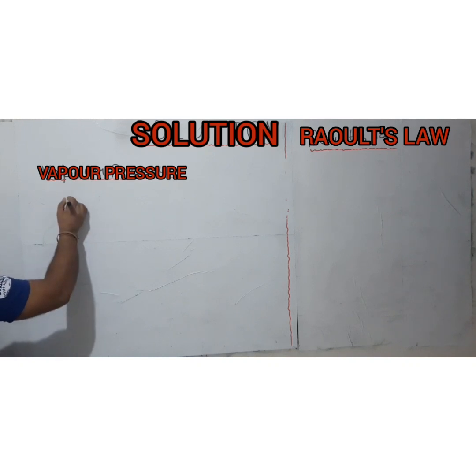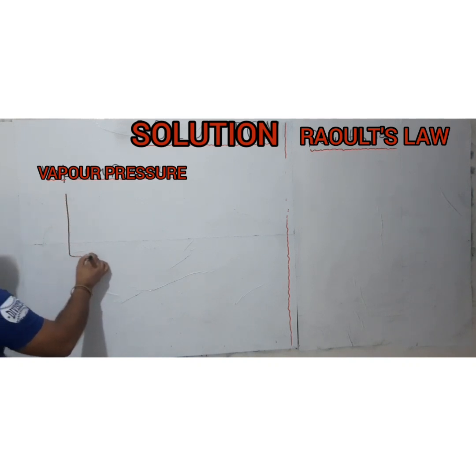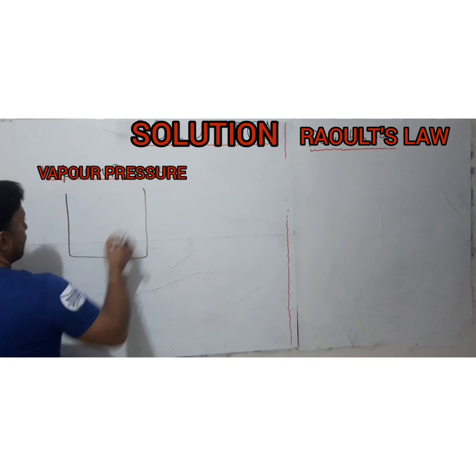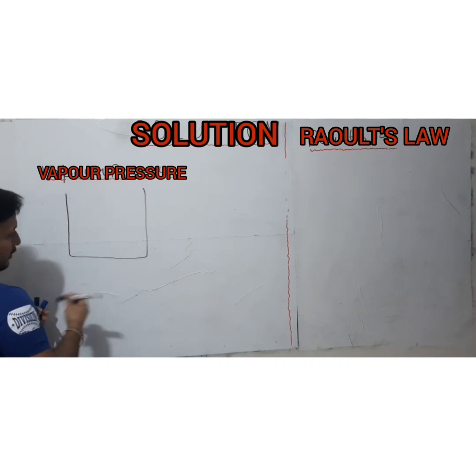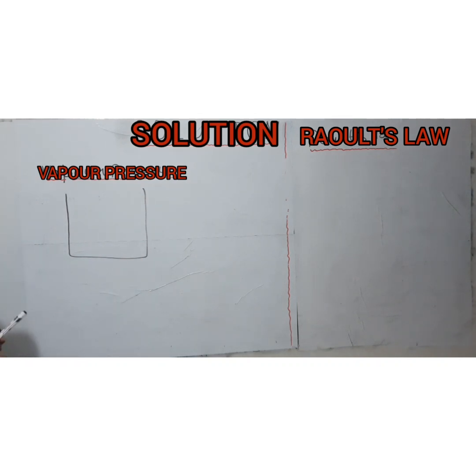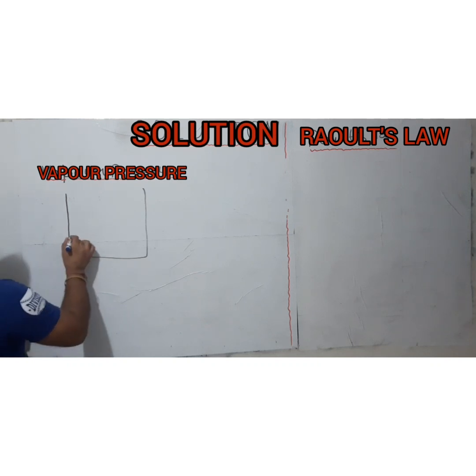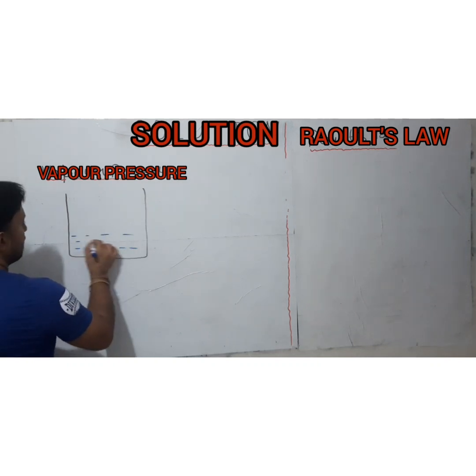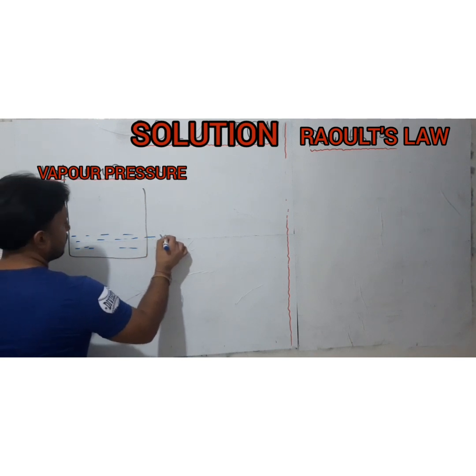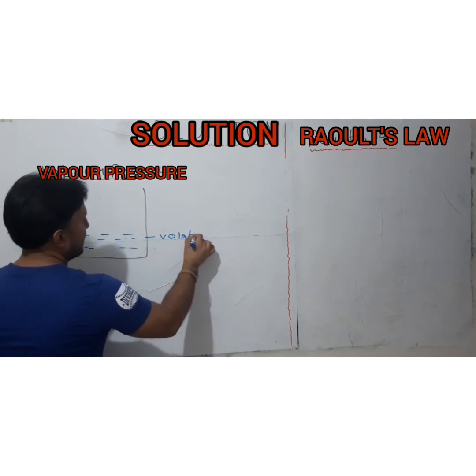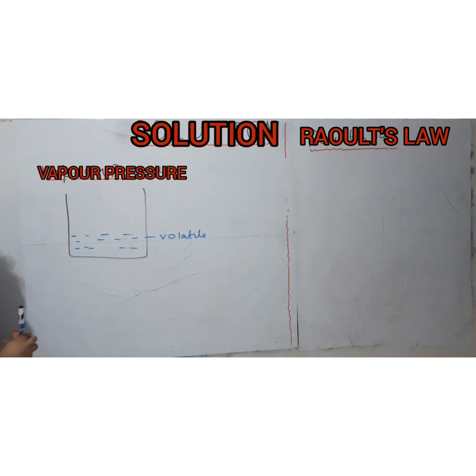Now for vapor pressure I can explain you with an example. Suppose this is our container, any container or any beaker we can take, and in this container suppose any liquid is present, any liquid which must be volatile. That is very important. So a volatile liquid is present here, and suppose we are providing some heat to this volatile liquid. So we are basically heating this kind of a liquid.